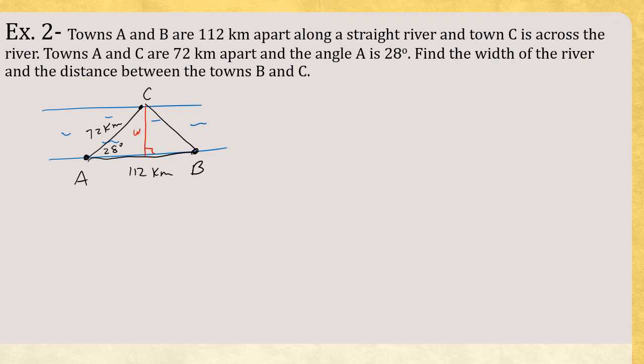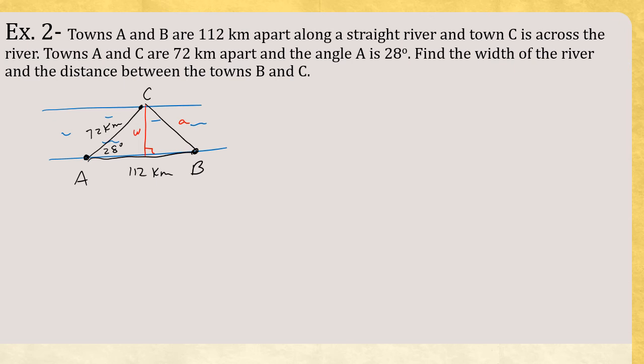I also need to find the distance between the towns B and C, which would be small letter a, or you could call it X or any letter that you want. The letters do not matter. So we got two things: find the width, and find the distance between B and C. It does not matter what order you do these in.